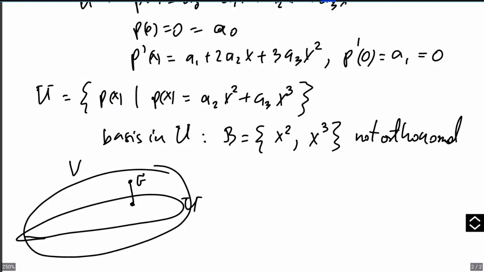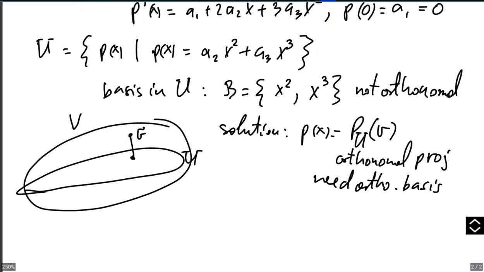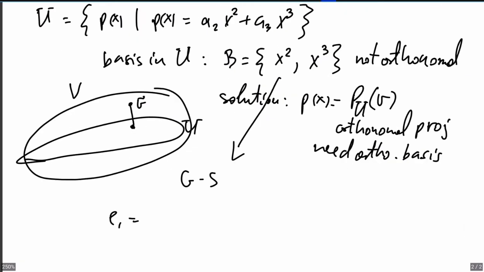So for that, the theorem says that this minimum will be the orthogonal projection. So the solution is supposed to be P of x, which is the orthogonal projection onto U of the V vector. And for the orthogonal projection, we need the orthonormal basis. And this is the Gram-Schmidt process to orthonormalize this. e1 is just x squared divided by the norm of x squared.